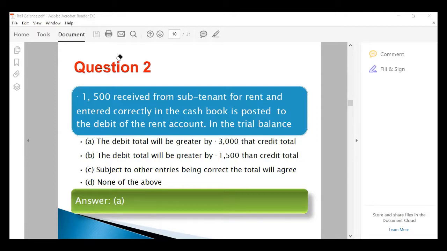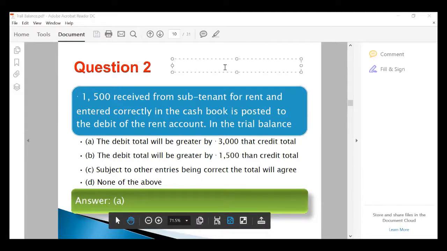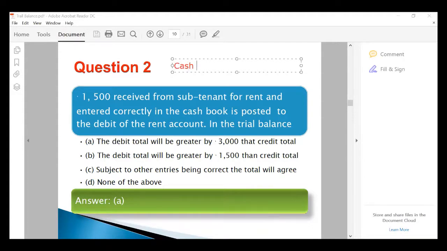The journal entry for this transaction is normally cash comes in, cash account debtor, to subtenant rent account creditor. This is what we need to do.